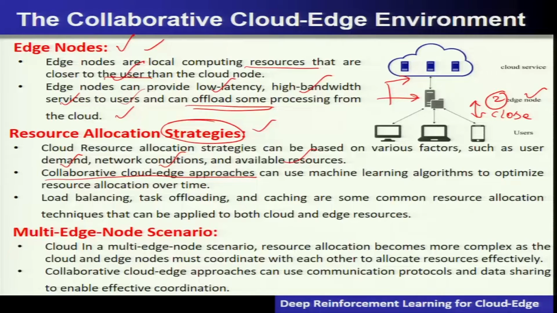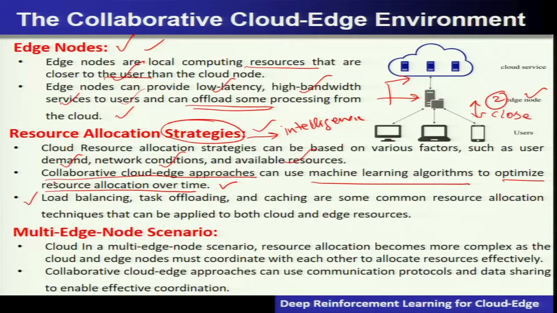If you replace the human with an agent to take this decision, then this collaborative edge cloud environment, that is the resource allocation strategy, has to be met with some amount of intelligence like humans. Therefore, in this lecture we will show that we can apply machine learning algorithms, and therefore it can optimize this resource allocation over different time periods.